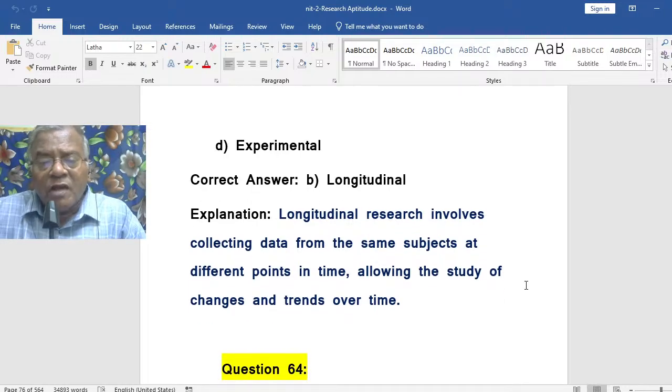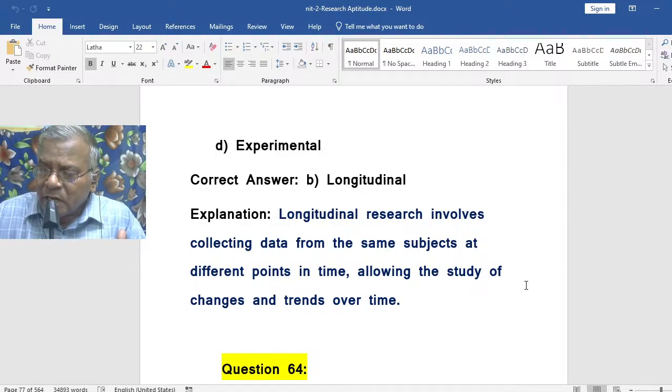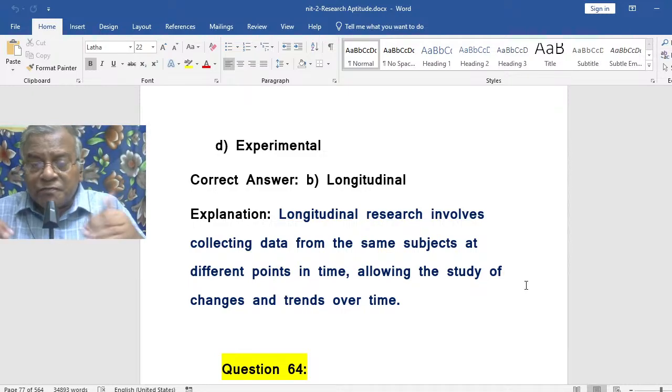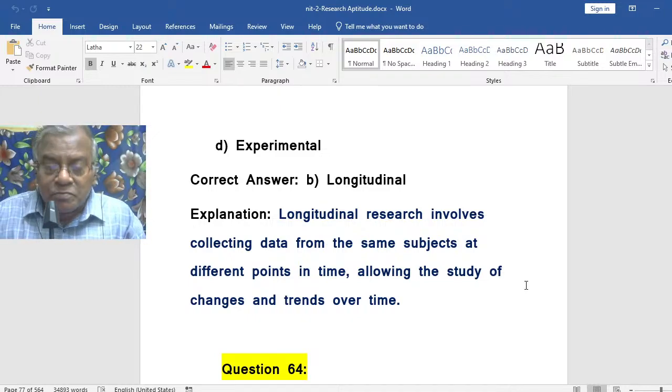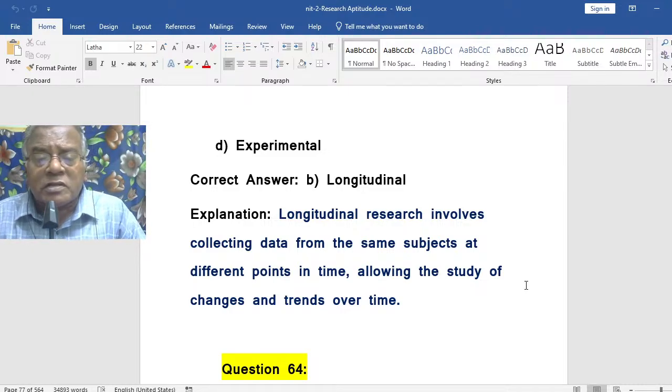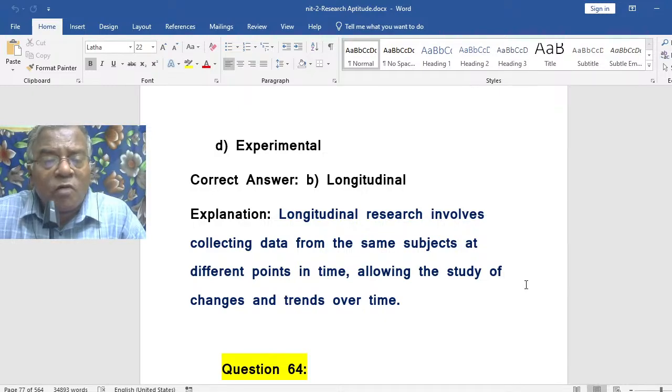For example, some psychologist wants to study the characteristics of adolescents. Then he has to observe the children, pre-adolescent children, then adolescent children for a longer time. So at different stages he has to study and observe and take down the growth process, everything. So longitudinal research involves collecting data from the same subjects at different points in time, allowing the study of changes and trends over time.